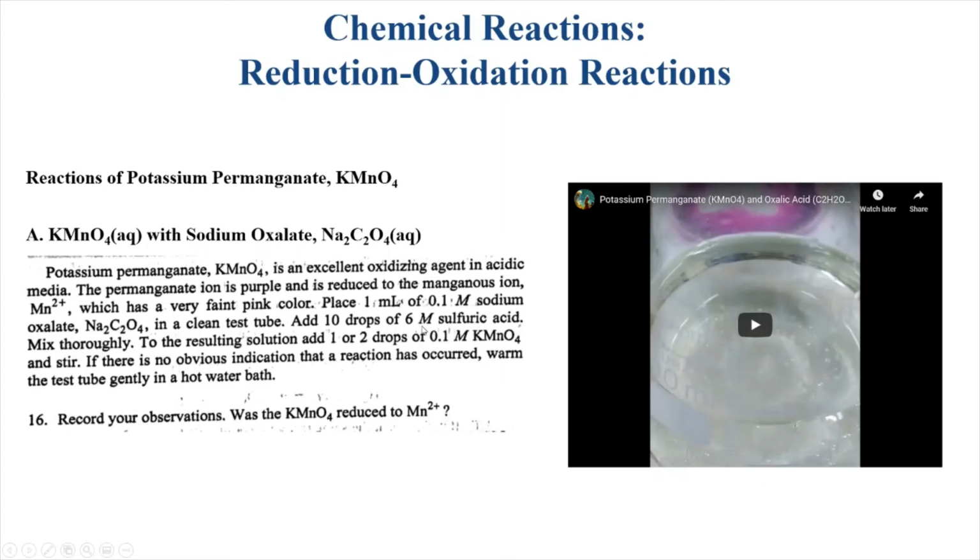We're going to add 10 drops of sulfuric acid. And the reason why we add the sulfuric acid is to make the solution acidic. It helps to facilitate the redox reaction from happening. Oxidizing agents can actually have different strengths depending on whether they're in an acidic, basic, or neutral condition. So in this case, we want to make sure that we're in an acidic condition because that makes the conditions right and the relative strengths correct to get us all the way down to the manganese Mn2+ ion.